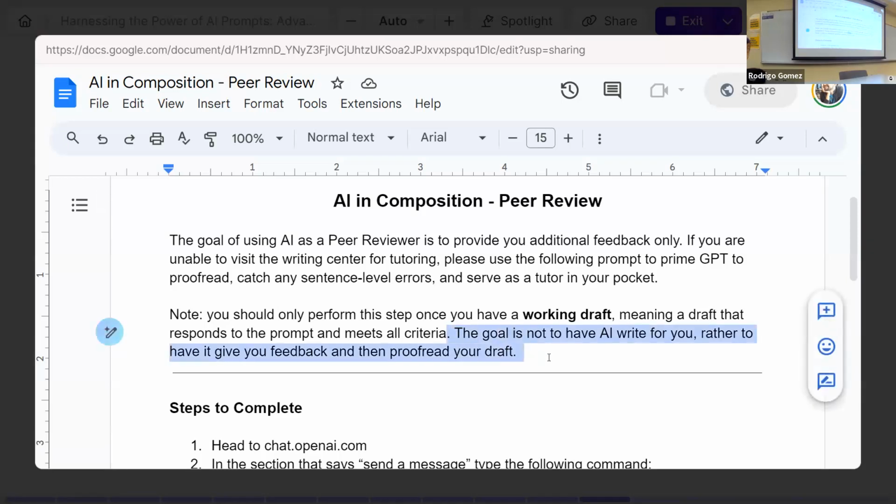Now, the goal is not to have AI write for you. Rather, it's to give you feedback and then proofread your draft, right? Be very specific with your intention.